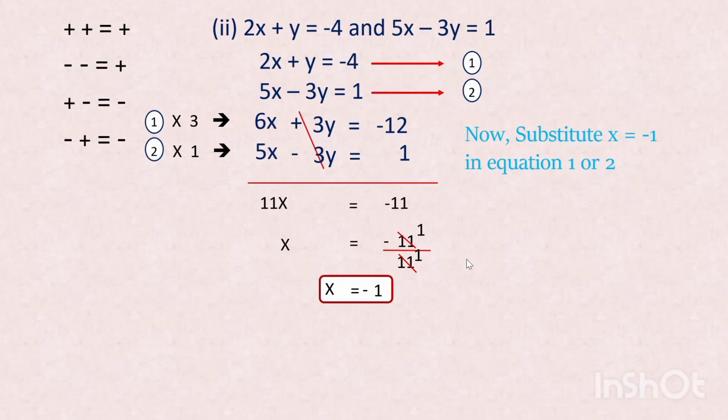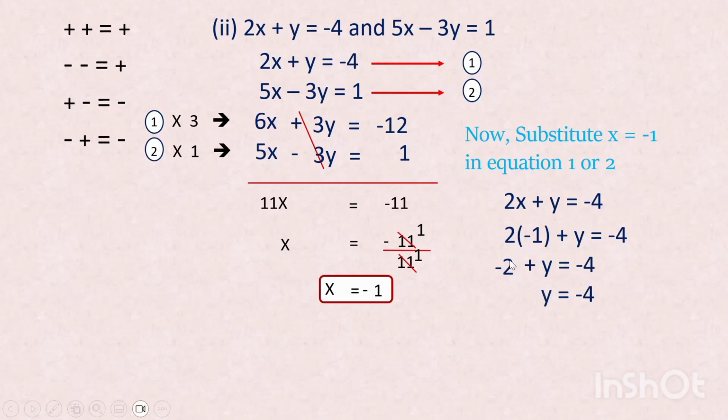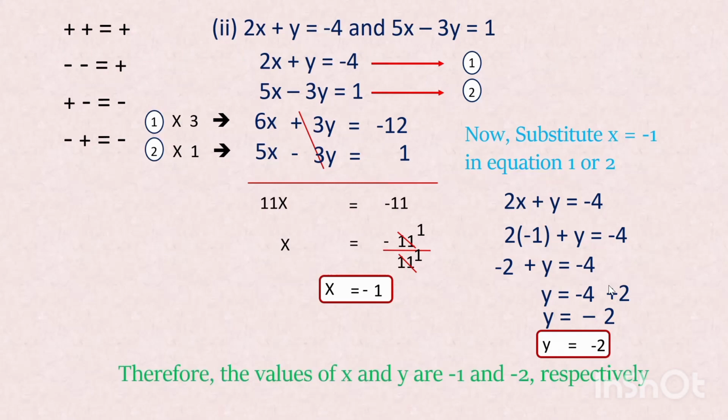Now the same procedure: substitute x is equal to minus 1 in equation 1 or 2. Anyhow, I'm going to take equation 1 only here. Instead of x, I have written minus 1. You know 2 into minus 1 is equal to minus 2. Plus y is equal to minus 4. So this minus 2 will come to the right side, from left hand side to right side it becomes plus 2, correct? y is equal to, the bigger number sign is minus, minus and plus is minus, so we are subtracting 2. So y is equal to minus 2. This is the value for y. Therefore the values of x and y are minus 1 and minus 2 respectively.